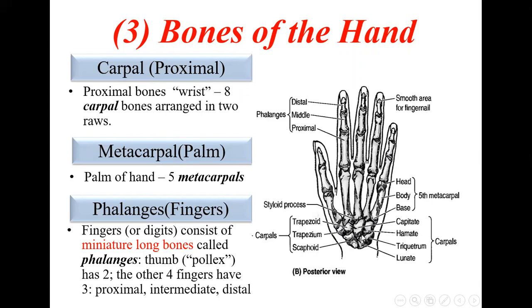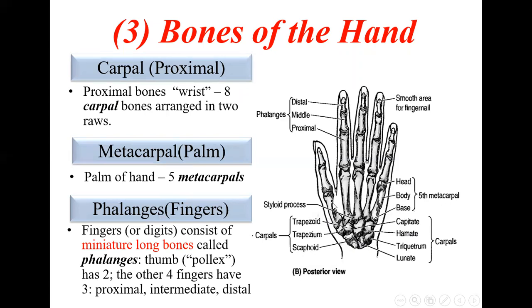The carpal bones are within the wrist, and there are 8 carpal bones arranged in 2 rows. Each bone has a name. These are called trapezoid, trapezium, scaphoid, lunate, pisiform, hamate, capitate; all these are the names of different bones. We'll not go into details about each shape and how to identify these bones. Just know that these are the carpal bones, which are 8 in number.